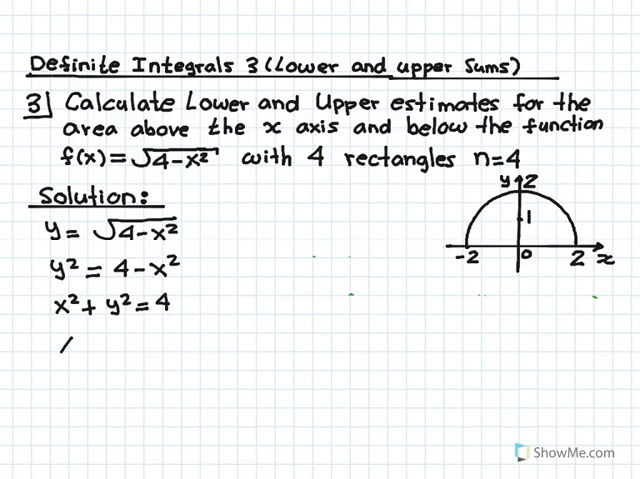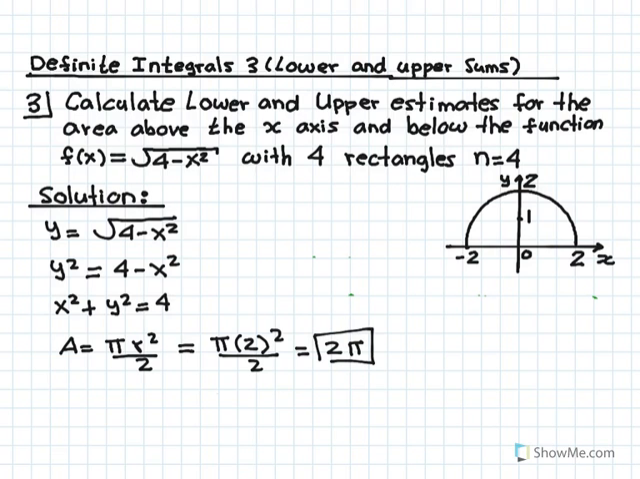The area of this circle is going to be pi times radius squared divided by 2. But the radius is just 2. So that's pi times 2 squared divided by 2. That's going to be 2 pi. So basically, we're trying to get an upper and lower estimate for the shaded area that we have here. Let's shade that in. So basically, we're getting an estimate, upper and lower, for this shaded area.